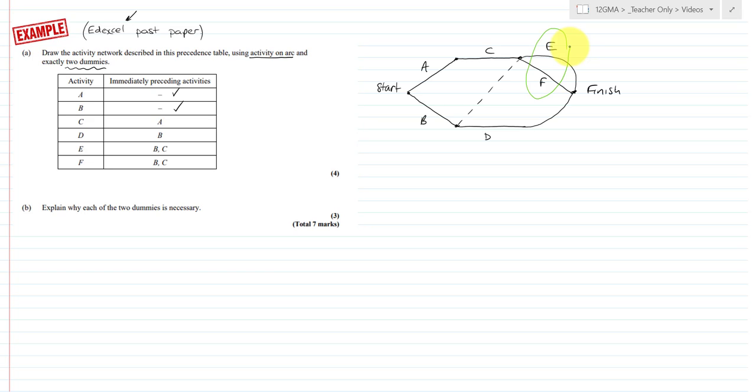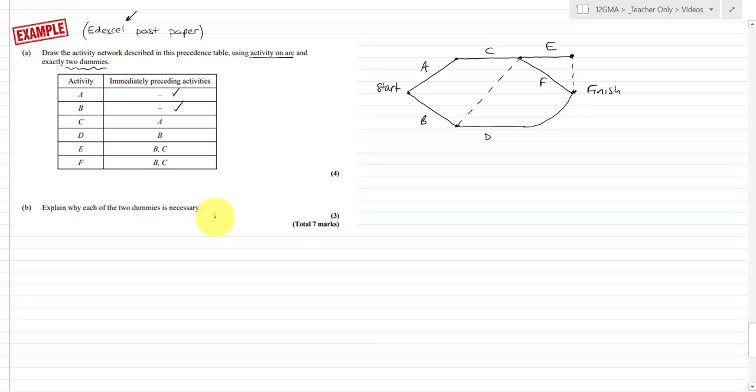Some people would argue, yes, that is the case. But we don't know what this is. We don't know if there's a reason why E and F have to be kept separately. So mathematically, we need to draw some distinction. And to do that, we're going to introduce another dummy. So we bring E out to here, like we just had, and then we just introduce a dummy to the finish. That creates a point of difference between E and F that shows that they're separate tasks. And that's why we have two dummy tasks there in our project network to represent this precedence table.